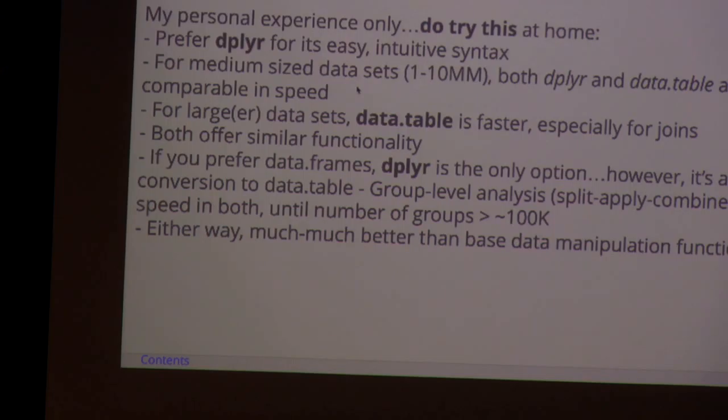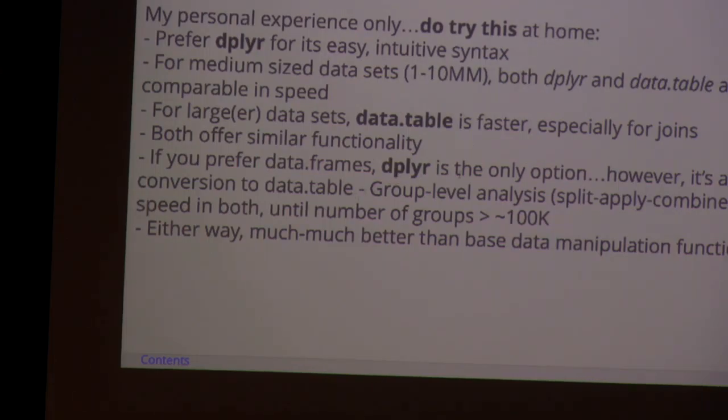If you're analyzing small to medium-sized data sets, up to 10 million rows, it's okay to use dplyr because it's easier. It's a little bit more natural. For larger data sets, I think use data.table. It's faster and I think it's more robust. They offer similar functionality, and it's very easy to convert. So if you have a data frame, you can just convert it into a data table like we've seen.